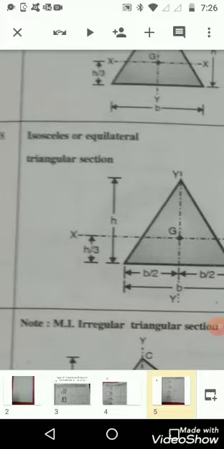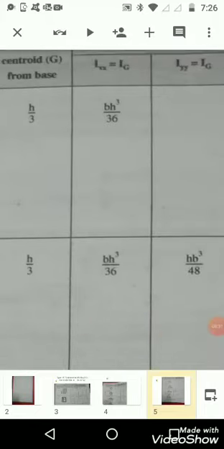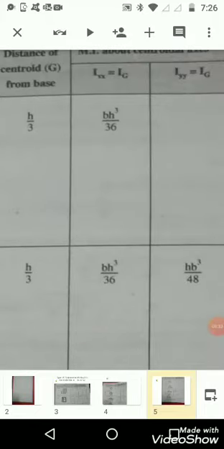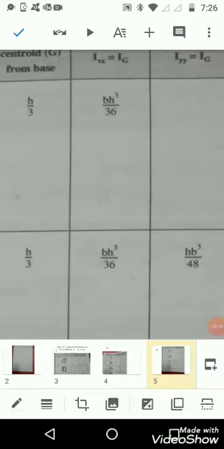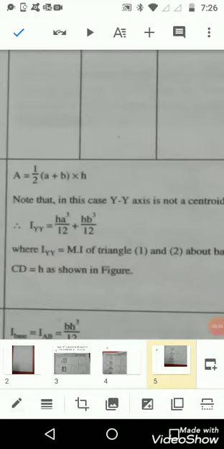Next is the isosceles or equilateral triangle. The formula is again Ixx is BH cube by 36, and Iyy is HB cube by 48.